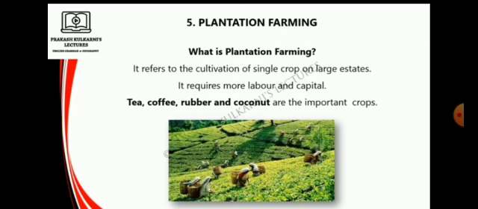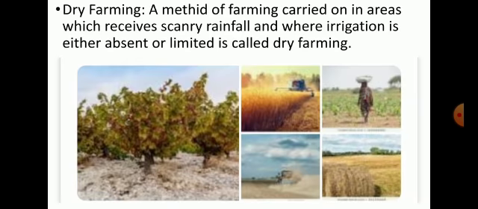Then next we are to study dry farming. What is dry farming? The sixth point is dry farming. A method of farming carried on in areas which receive scanty rainfall and where irrigation is either absent or limited is called dry farming. It is mainly practiced in peninsular India and in western Rajasthan.